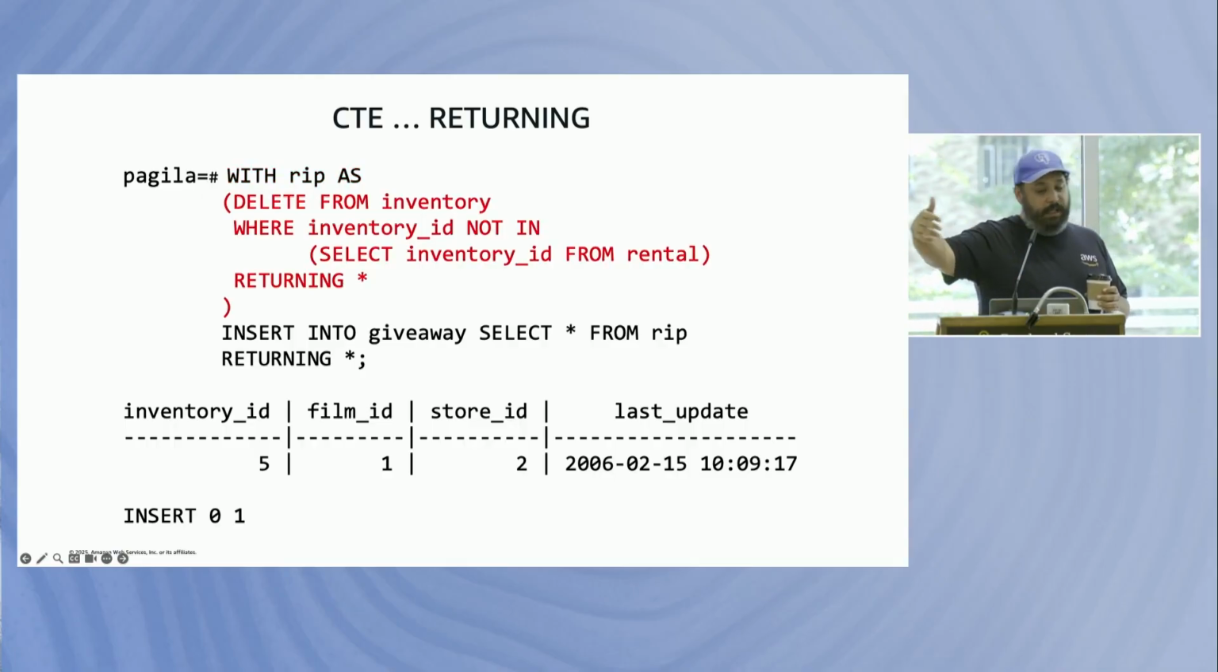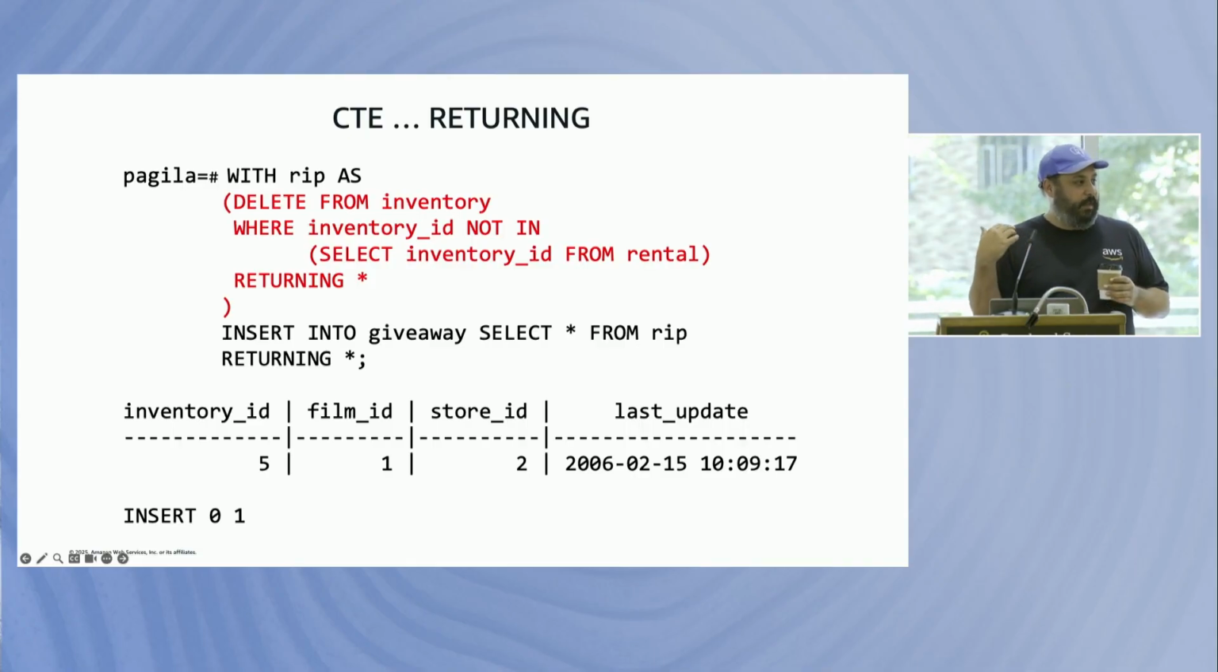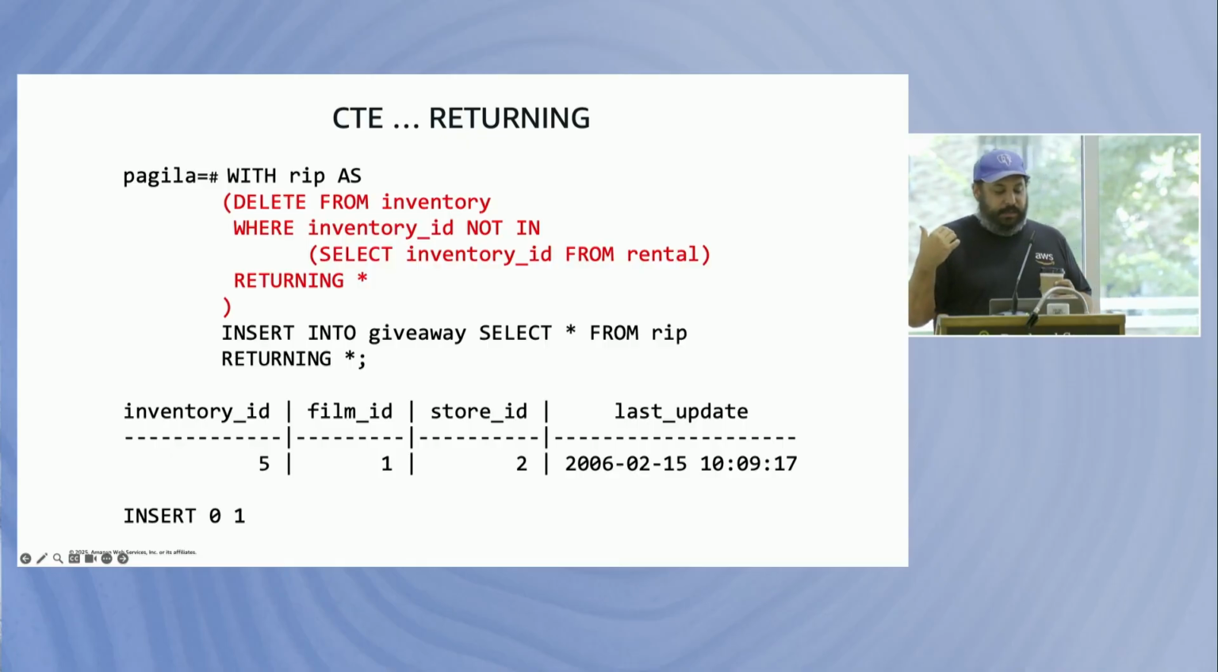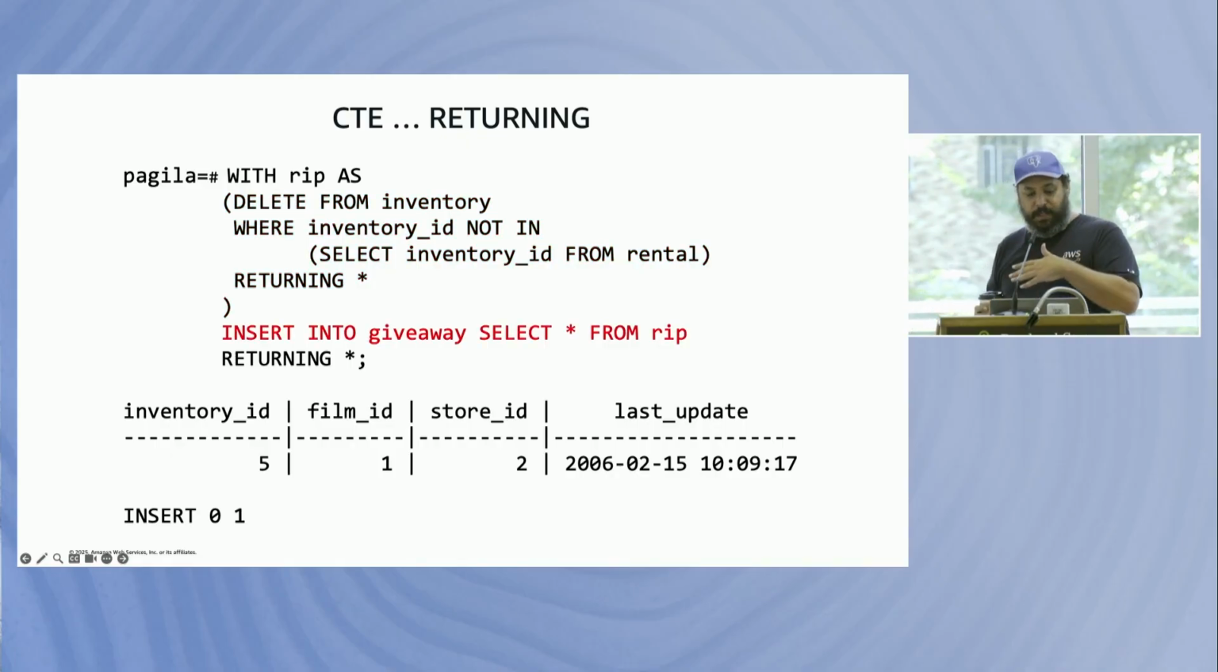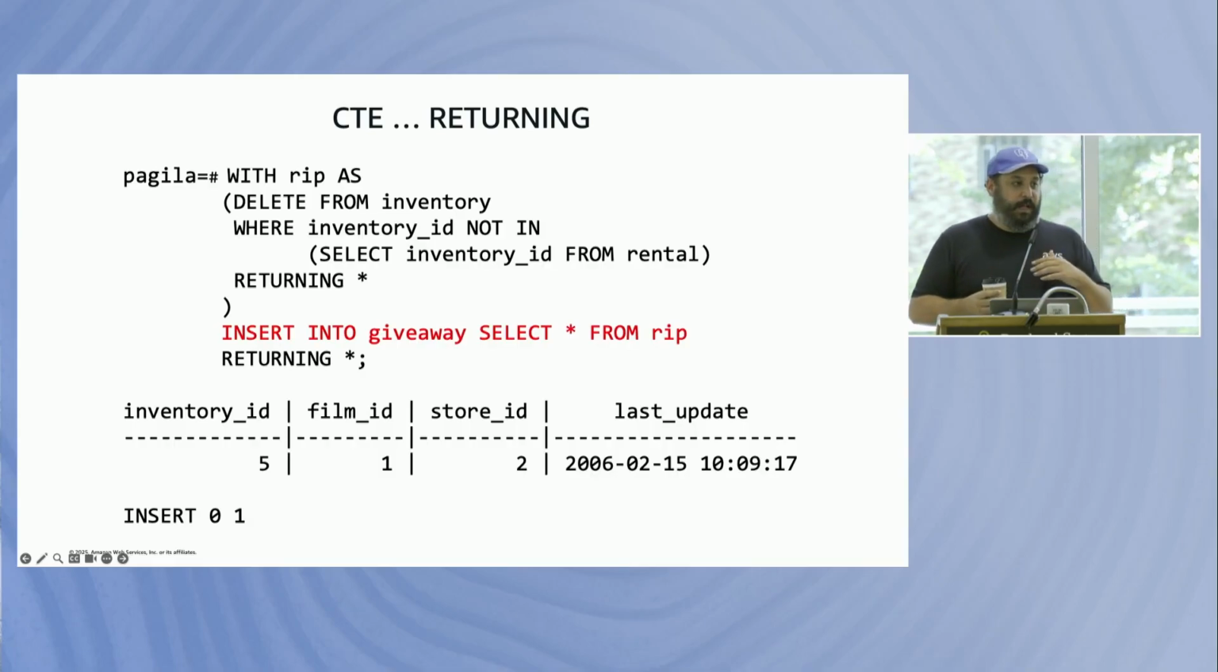where the inventory ID is not in the list of IDs that I select from the rental table. But I'm putting that returning star in. So if you remember, when I do a delete returning, I get all the rows back that I'm deleting out of the system. That's really useful because I can then take those rows and insert them into my giveaway table, right? So I do that insert into giveaway, select all from RIP.